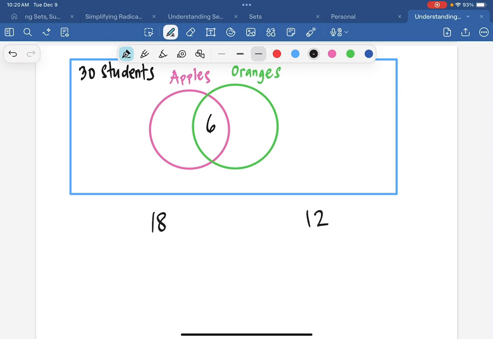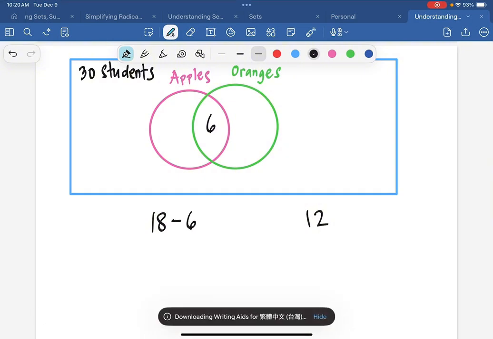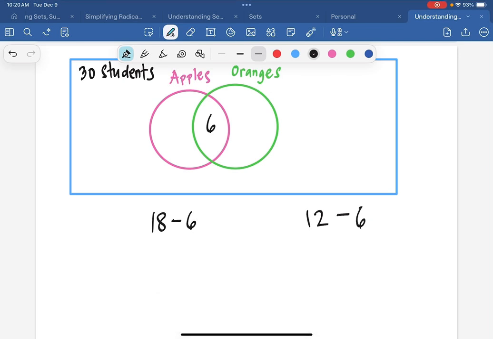So all you need to do with the guide of the intersection is that you just need to subtract the 18 apples minus the 6 for both apples and oranges. And same thing with the oranges minus the intersection. So 18 minus 6, we got 12. And for this area for the oranges, we got 12 minus 6, we got 6.